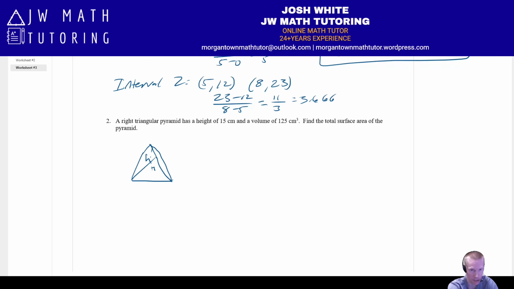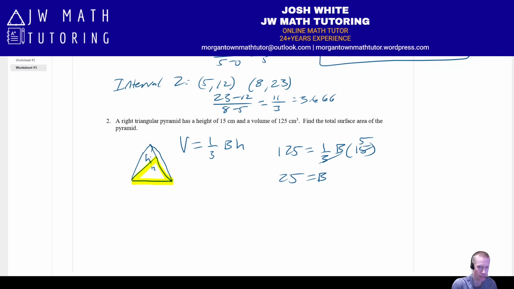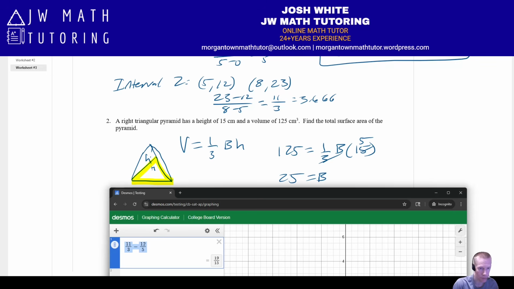it actually isn't, because the formula for the volume of a pyramid is just 1/3 base times height, where B is the area of the base. In this case, the area of the base is just this triangle right here. We know the volume, so we can plug that in. The area of the base is what we're going to solve for, and we know the height. 3 goes into 15 5 times, so the area of the base is just going to be 25. Again, this equation, you could just type it into Desmos if you wanted to.